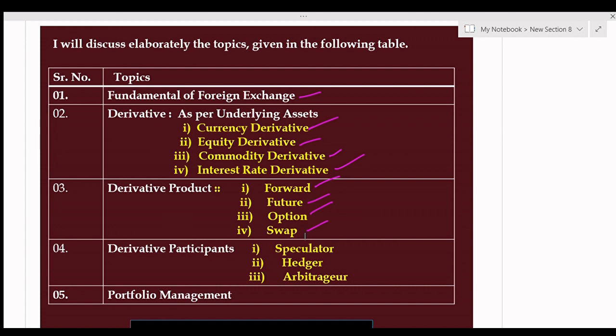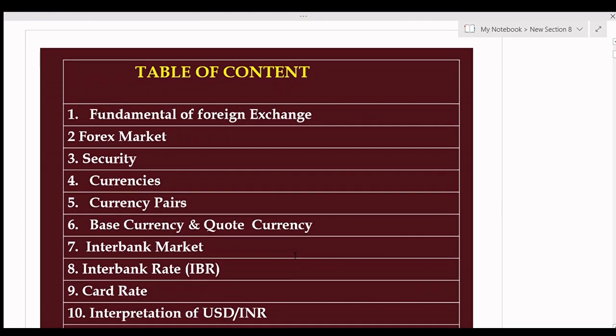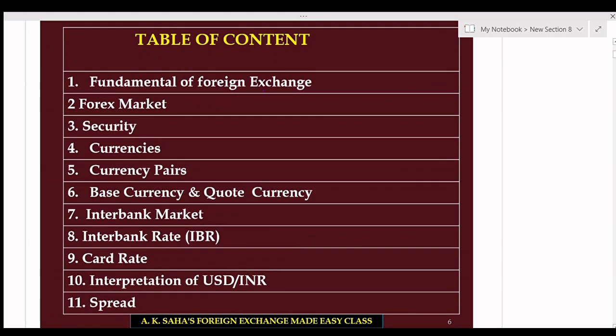Derivative participants. Number 1 is speculator, hedger, arbitrager. Portfolio management. Table of content. Fundamental of foreign exchange: market, security, currencies, currency pair, base currency and quote currency, interbank market, interbank rate IBR, card rate, interpretation of USD INR, spread.